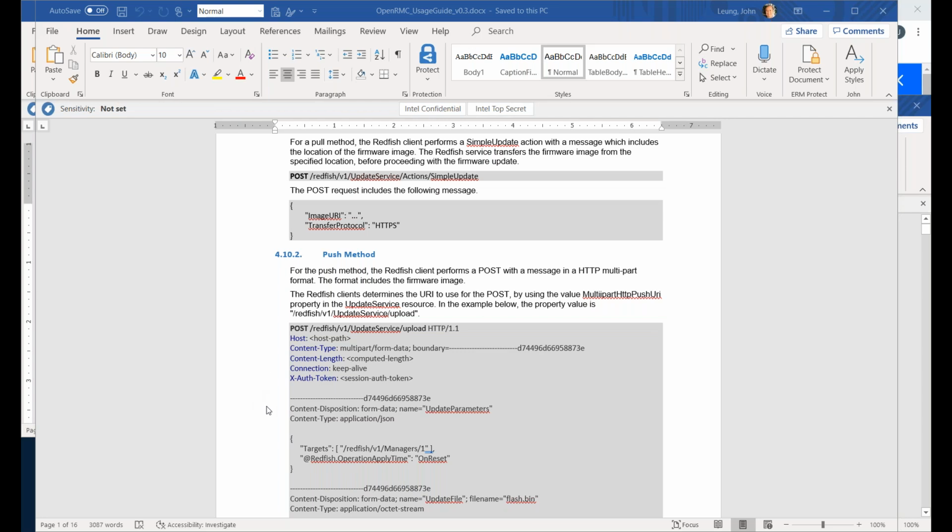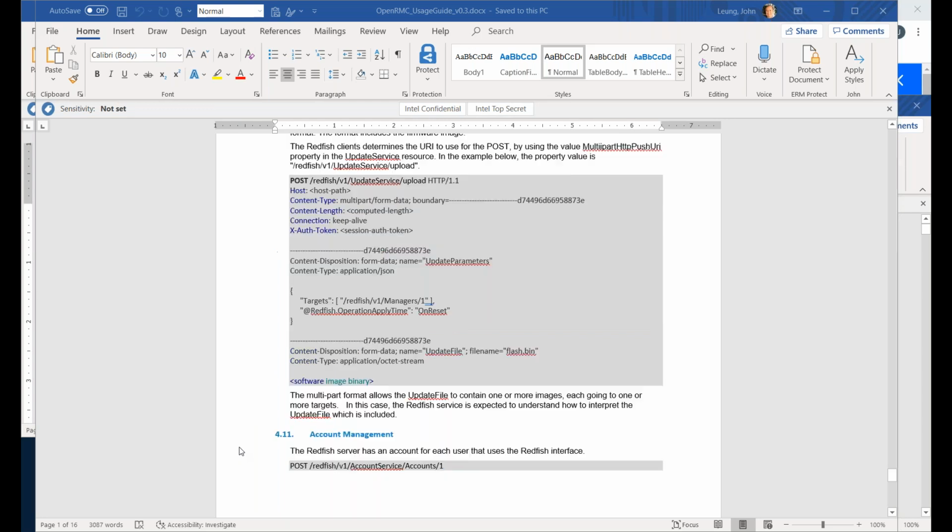And so those are some open questions that we had in the firmware design, in the OpenRMC interface design, that we have to go back and start closing up.